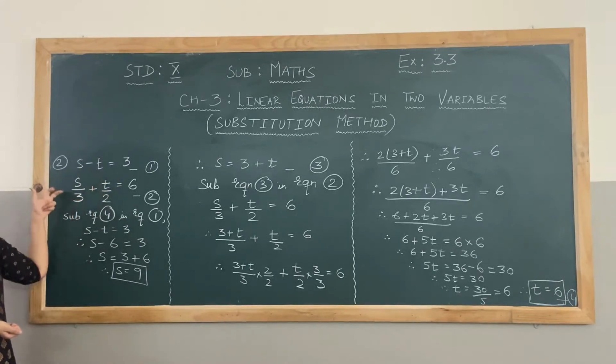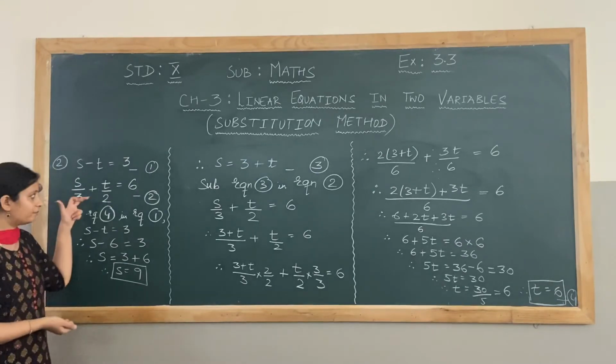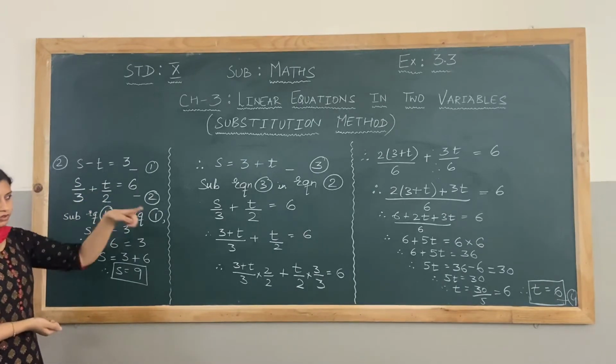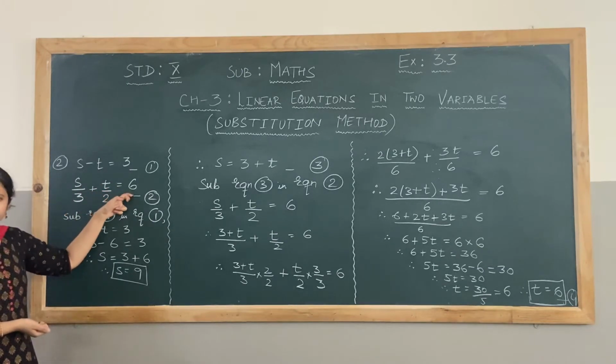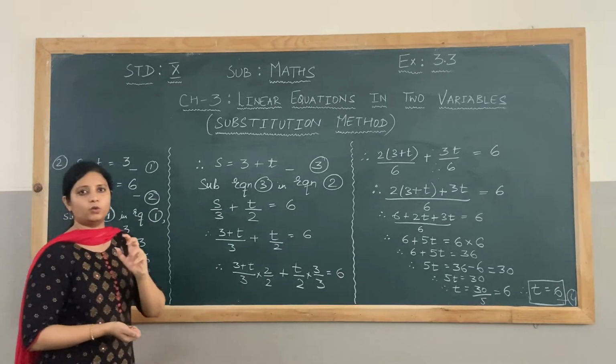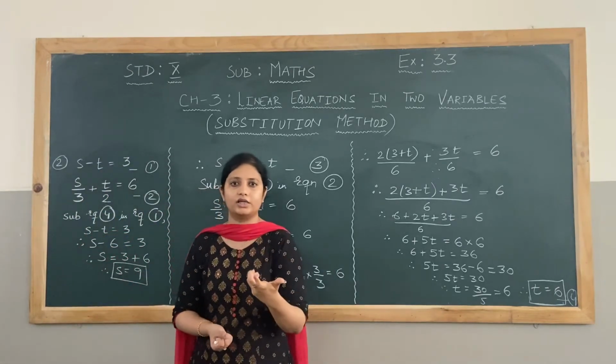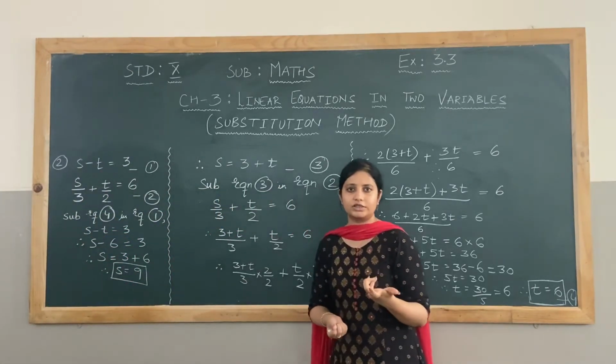If you want, you can even check for the next one. 9 upon 3 means 3, plus t by 2, 6 upon 2 means again 3, and 3 plus 3 gives you 6. This verification you can do only. You don't need to show that in your question paper, in your answer sheet.